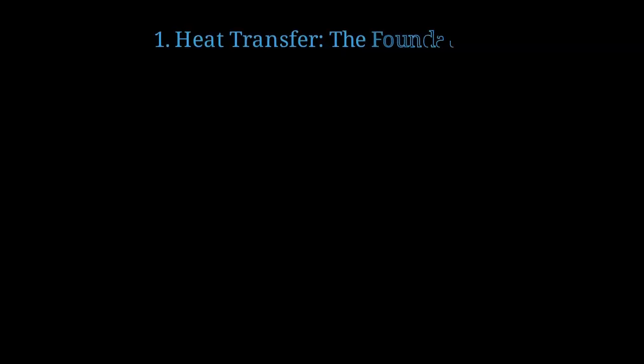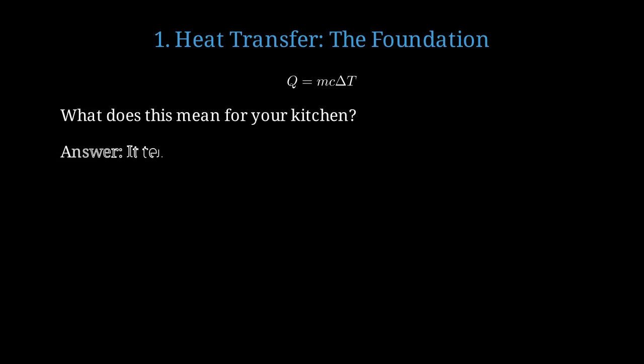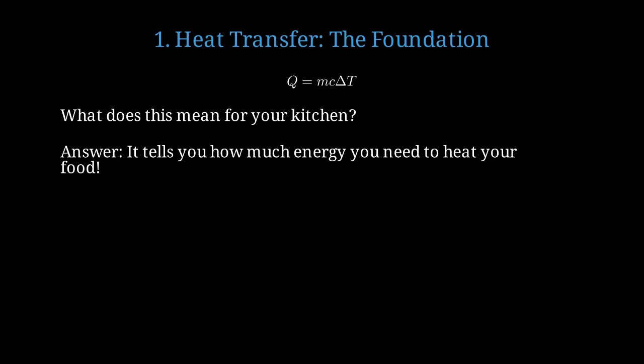Let's start with the most fundamental equation in cooking: heat transfer. This is the heat equation. Q is heat energy, M is mass, C is specific heat capacity, and delta T is temperature change. But what does this actually mean when you're cooking? It tells you exactly how much energy you need to heat your food to the right temperature.